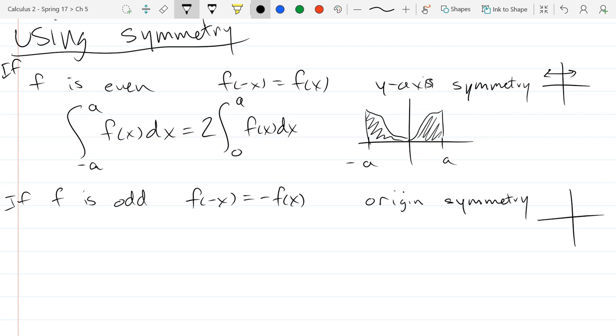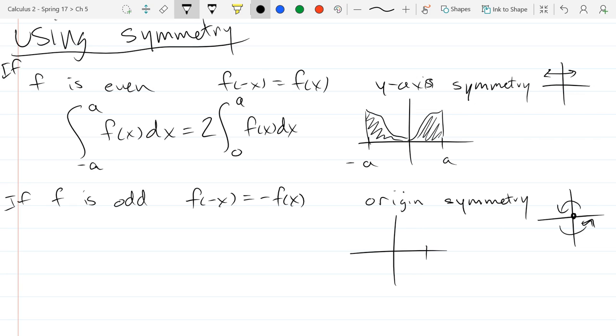And what that looks like, think about the origin, and you're going to rotate halfway around the origin. So I think about it as a propeller. You rotate halfway around, it's going to look the exact same. That's supposed to be rotational arrows. So you rotate halfway around, you get the same thing.